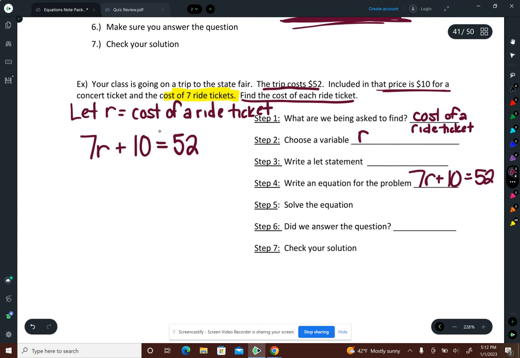Now I'm going to go ahead and solve it. So I'm going to draw my line here. So remember your layers. Our inner layer would be the 7R, and our outer layer would be the plus 10, and we're peeling off that outer layer first.